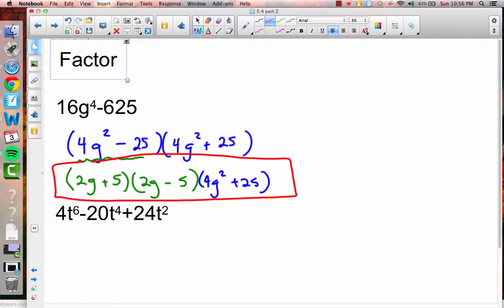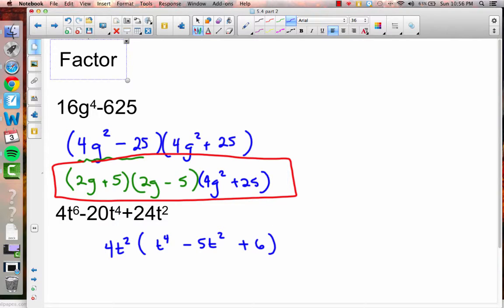Right. The next one, it definitely has a greatest common factor. Notice that all of these can have a 4 taken out of it, and we can also take out a t squared. So I'm going to go ahead and do that. So I'm going to take out a 4t squared, and what I'm left with is t to the fourth minus 5t squared, and then plus 6.